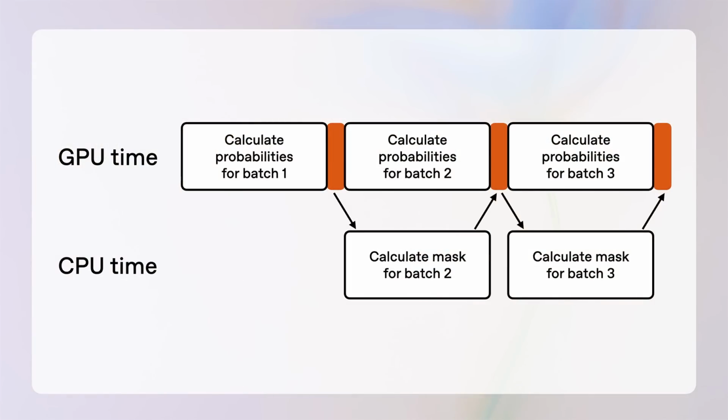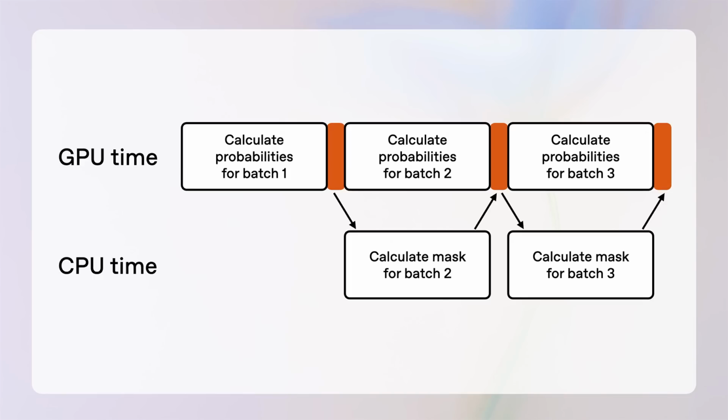And we actually do it one batch at a time. For each batch, we calculate probabilities for everything in that batch, and then we'll apply any token masks, and then we'll sample from that final probability distribution. And that sampling is right here in the orange segments.